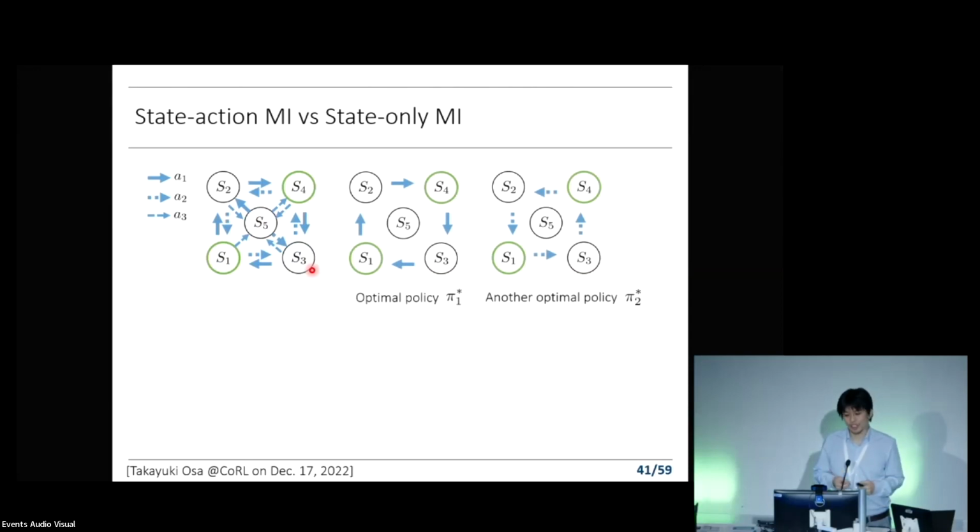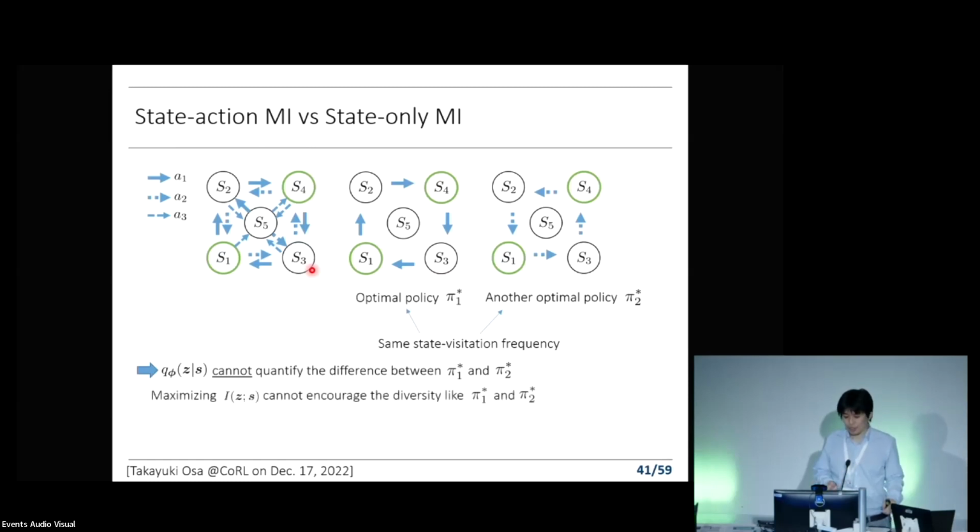These policies are obviously different, but the interesting thing is that the state visitation frequency is the same between these two policies. What happens is that the posterior distribution q(z|s) cannot quantify the difference between pi star 1 and pi star 2 because the state visitation frequency is the same. So in this case, maximizing state-only mutual information cannot encourage diversity like pi star 1 and pi star 2. However, if we take action into account, then we can quantify the difference. So in this case, it's better to maximize the state-action-based mutual information.